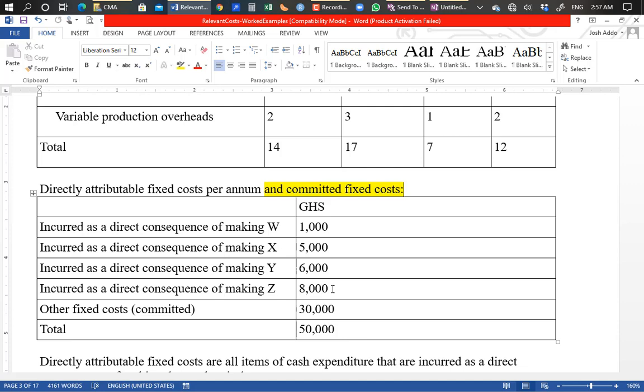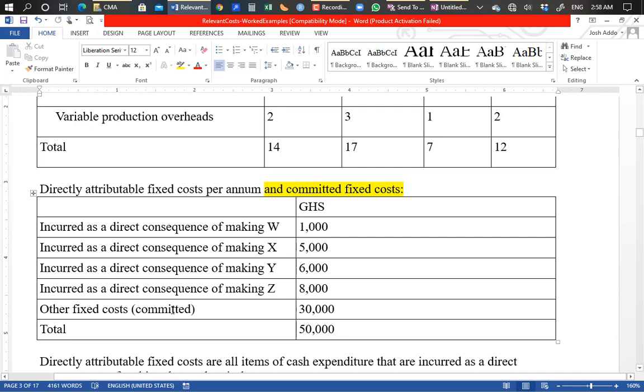which means that if we do not make these products, these fixed costs will by no means be incurred. That makes them straight away relevant costs for the manufacture of each of the products W, X, Y, and Z. But we have this guy also here.